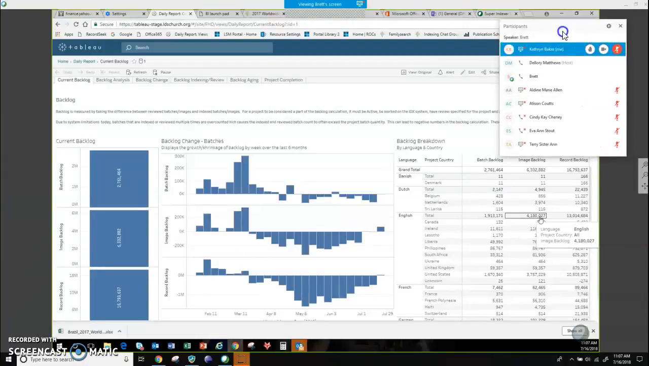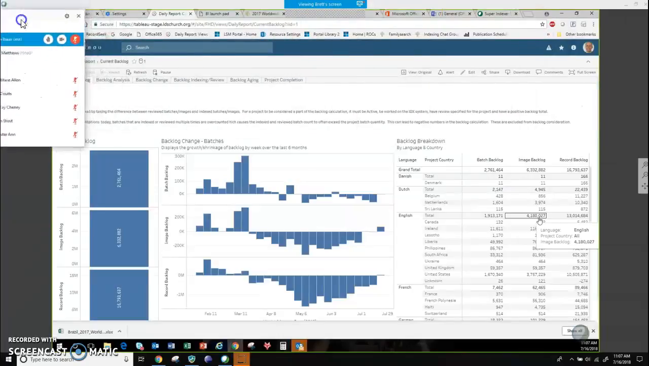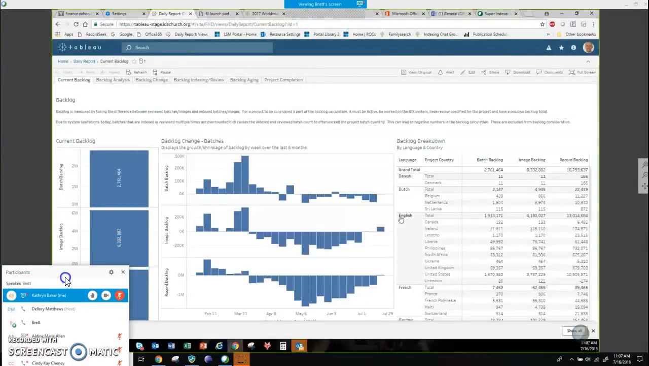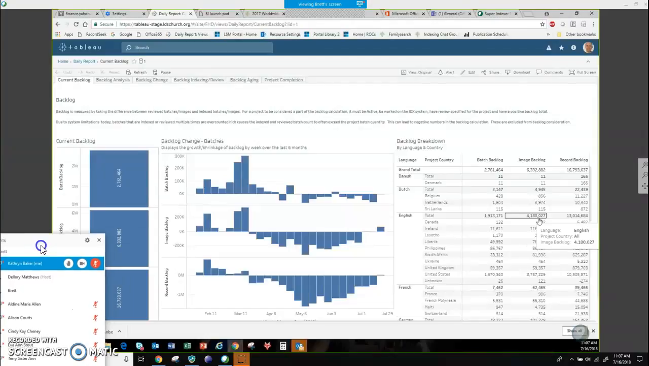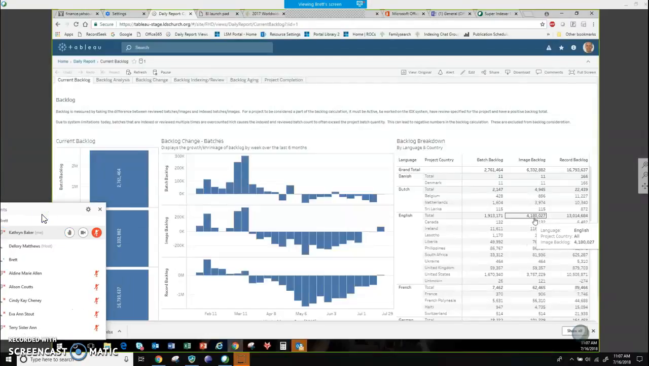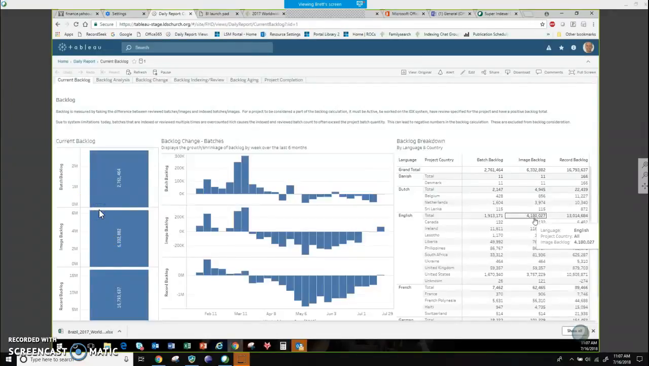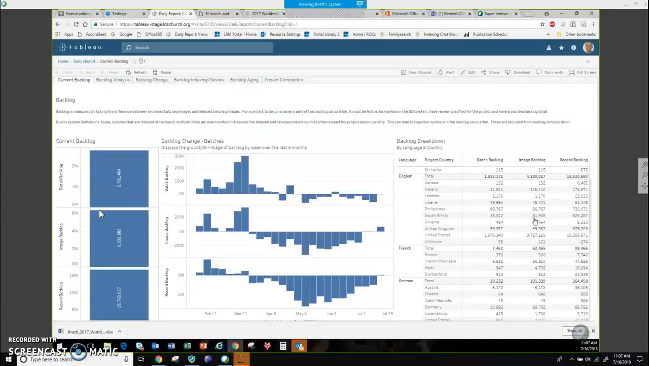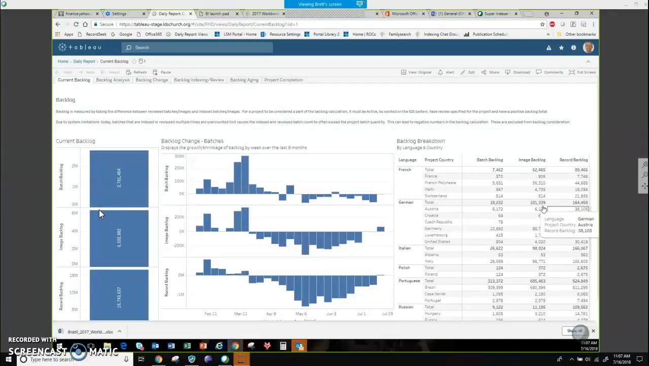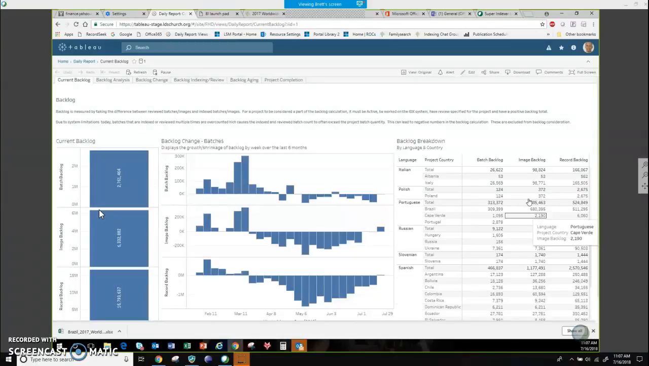Of that 6.3 million images waiting to be reviewed, it looks like English makes up almost 4.2 million of those images. So there's a really big need. Obviously, English is our biggest backlog right now. Most other languages are fairly small. German, we have 100,000. Italian, we have about 100,000. Until you get to Portuguese and Spanish, okay?